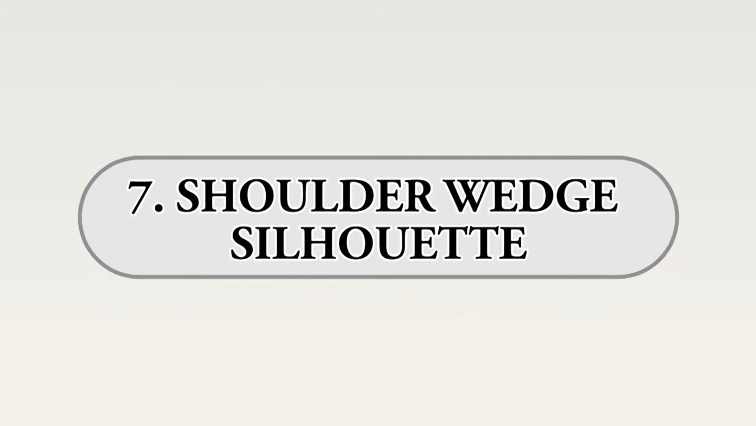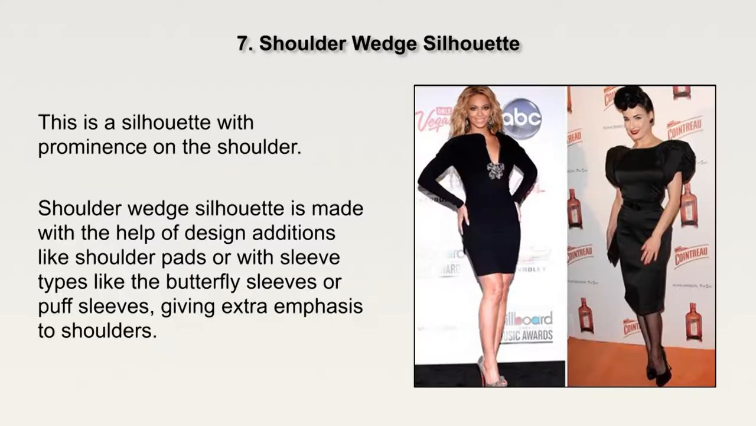Shoulder wedge silhouette. This is a silhouette with prominence on the shoulder. Shoulder wedge silhouette is made so with the help of design additions like shoulder pads or with sleeve types like the butterfly sleeves or puff sleeves, giving extra emphasis to the shoulders. This is also called power dressing.